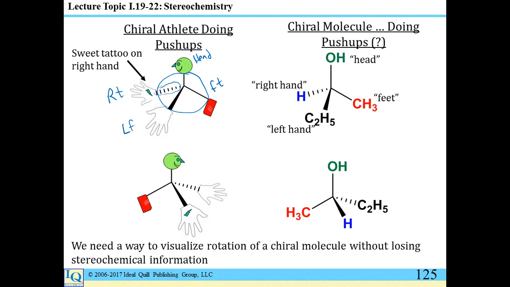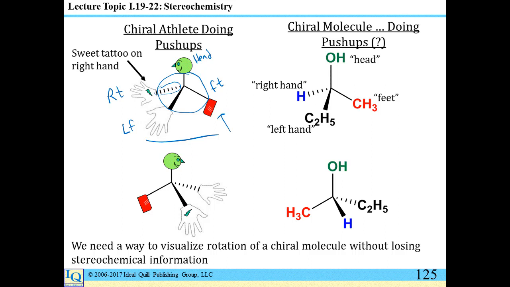We can then learn how to reorient this molecule in the same way as we would redrawing this person facing a different direction. In this case, instead of a head, I've drawn an OH group. Instead of feet, I've drawn a CH3 group. Instead of a right hand, I've drawn an H. Instead of a left hand, I've drawn an ethyl group. If I asked you to take this molecule and reorient it so the H was pointed towards us, that might be a more difficult task than if I said, please redraw this chiral athlete doing push-ups but facing the other direction.